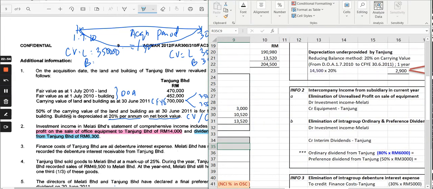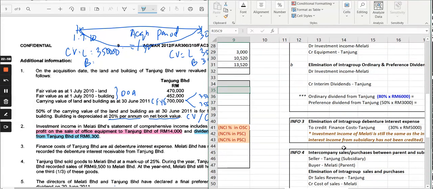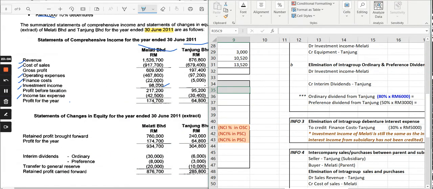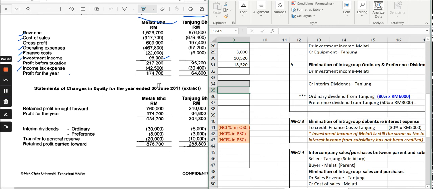So the next one is on debenture interest, finance costs, number 3, information number 3. You are informed finance costs are all debenture interest expense. So if you have the finance cost here, all 22,000 are the debenture interest expense.